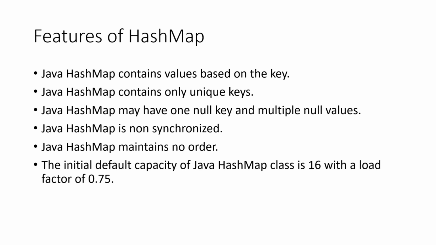Java HashMap has to be synchronized, and Java HashMap maintains no order. That means that, like we discussed regarding ArrayList or LinkedList, whenever we are adding any item or element in the list, it maintains the insertion order. But in HashMap it is not maintaining the insertion order. So if you insert, let's say, a key first, at the time of iteration it may come at last, because based on the hash code it will rearrange.